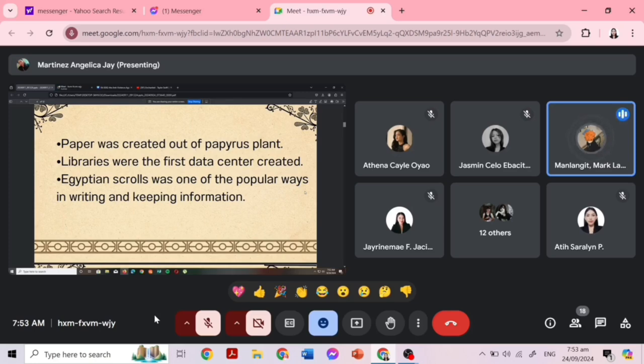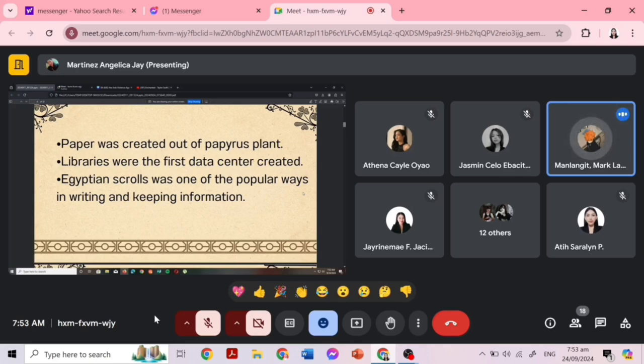Libraries were the first data centers created. Ancient libraries were not just for storing books, they were also centers of knowledge and learning. They served as repositories of important information and acted as an early data center. An example is the Library of Alexandria in ancient Egypt, one of the largest and most renowned libraries in the ancient world.